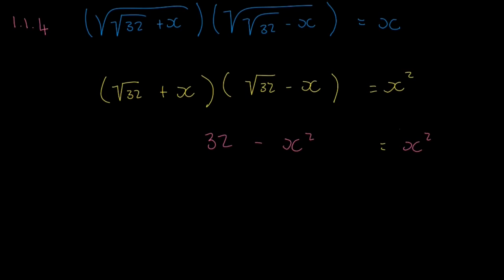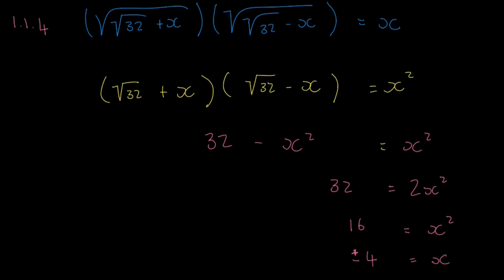Then we are going to take this x squared and take it over to that side. When we take it over to that side, this is going to become 2x squared is equal to 32. We're going to divide by 2 on both sides, and we are going to get 16 is equal to x squared. And lastly, we are going to take the square root on both sides, and we're going to say x is equal to plus minus 4. And why do we say plus minus 4? Because if you take the square root of any value, you get the positive and the negative.